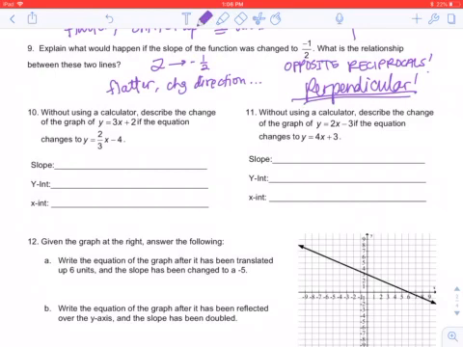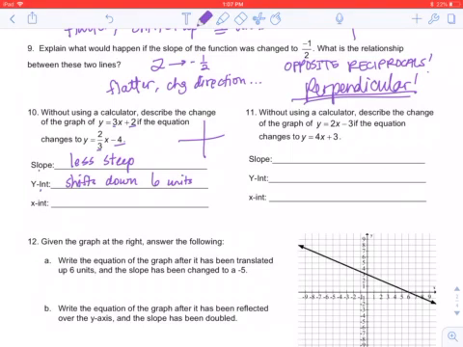All right, so number 10 says, without using a calculator, describe the change of the graph from y equals 3x plus 2 if the equation changes to y equals 2/3 x minus 4. So talking about the slope first, we're going from a 3 to a 2/3. It's going to get less steep or flatter, either word, doesn't matter. The y-intercept, it's going from a 2 to a -4. So we're going to say it shifts down 6 units. Make sure you get that 6.